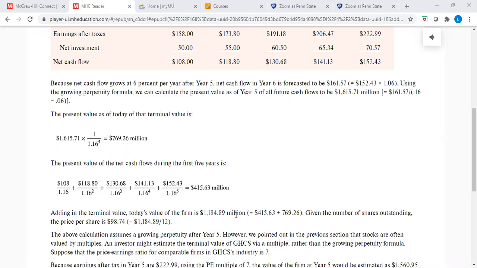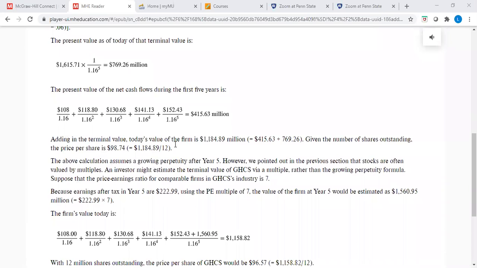Now, divide that by the number of shares of stock. Well, if we look at that as in millions, 1,184.89 million divided by 12, not because there's 12 shares of stock, but there's 12 million shares of stock. We can assume the price per share, $98.74 today, using the future cash flows that are expected for the life of the firm. Now remember, the above calculation assumes a growing perpetuity after year 5.